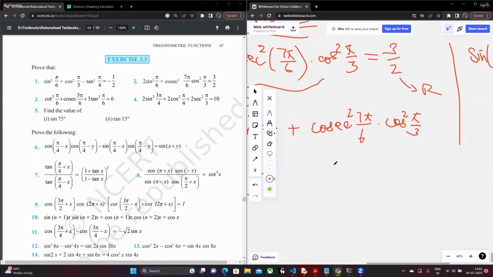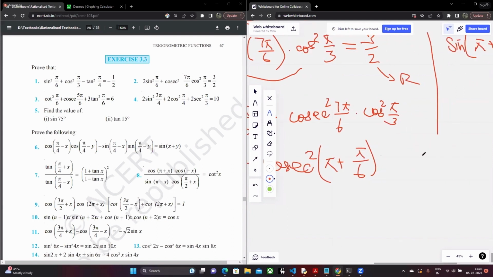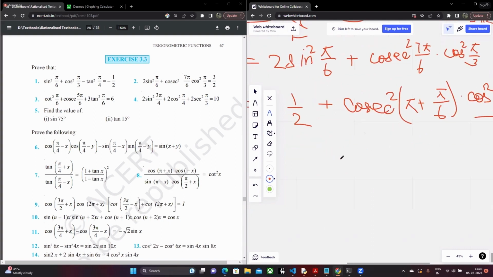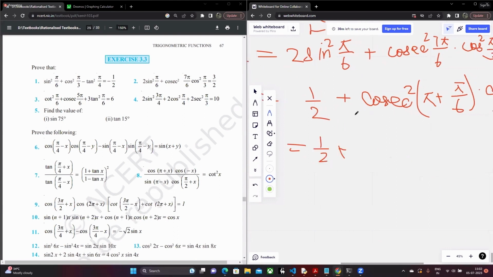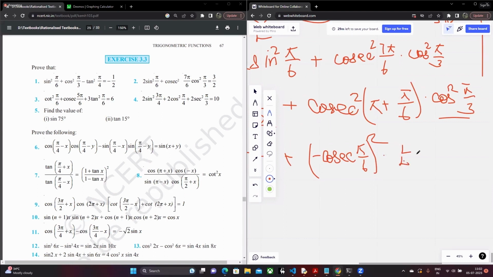Since this can be represented as cosecant squared of pi plus pi by 6 times cos squared pi by 3, and cos squared of 60 degrees is 1 by 4, as I stated earlier in the first question, this is basically half plus cosecant squared of pi plus pi by 6, that is minus cosecant pi by 6, the whole squared, into 1 by 4.